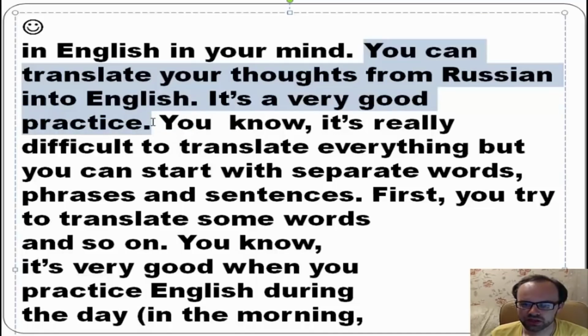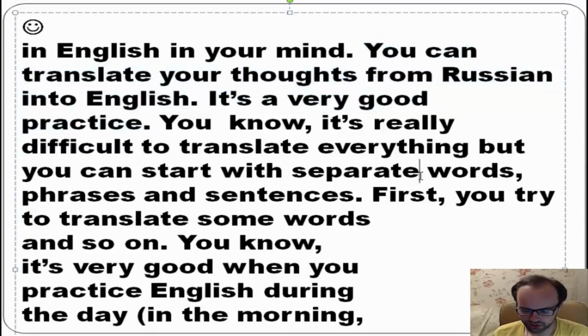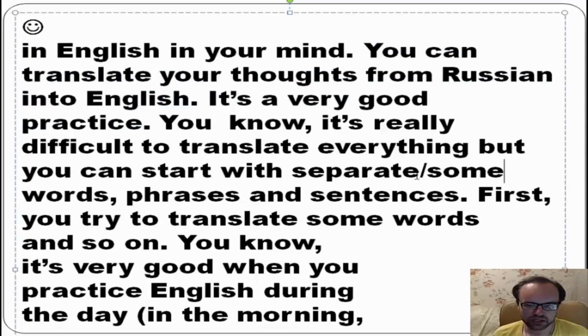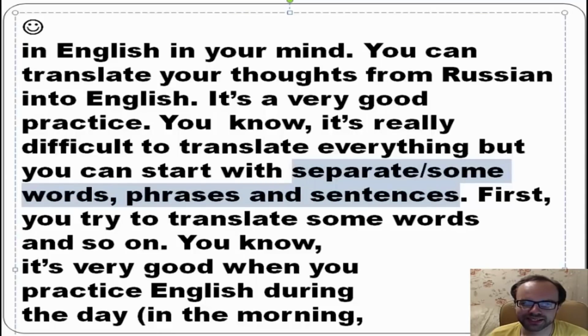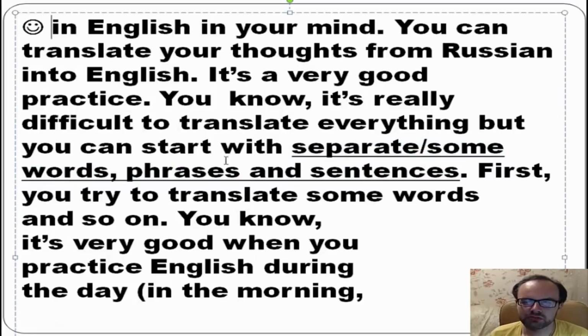You know, it's really difficult to translate everything, but you can start with separate words. It means with some words, not sentences, with separate words, phrases, and sentences. So not a long speech only in English. Just start with something simple, something easy for you, okay? So first you try to translate some words and so on.